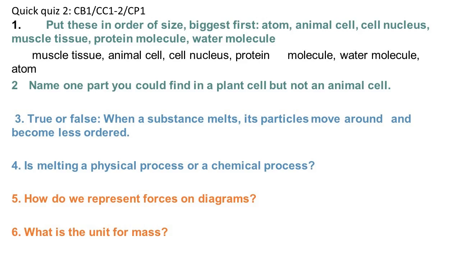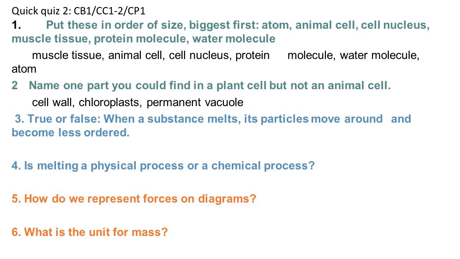Question 2 said name one part you could find in a plant cell but not an animal cell. I think there's 3 different things you could put for this. You could put a cell wall, you could put chloroplasts, or you could put a vacuole. Either of those 3 would get you a point for that.